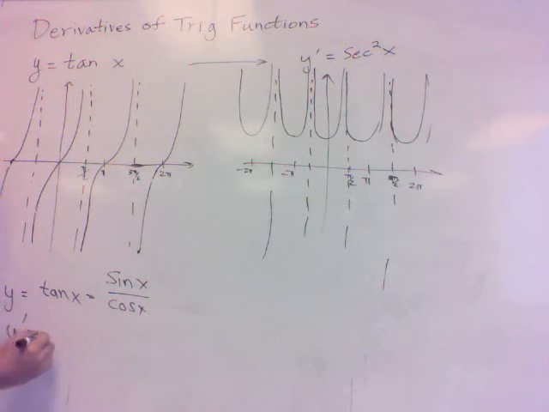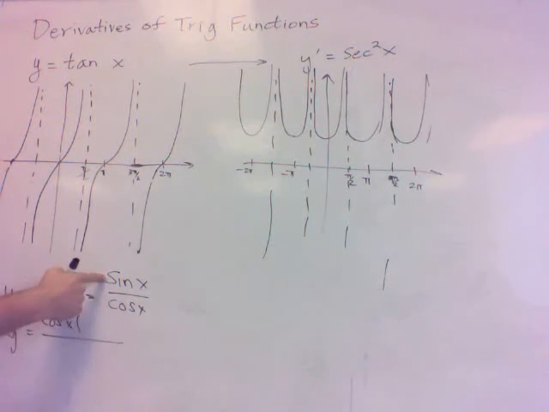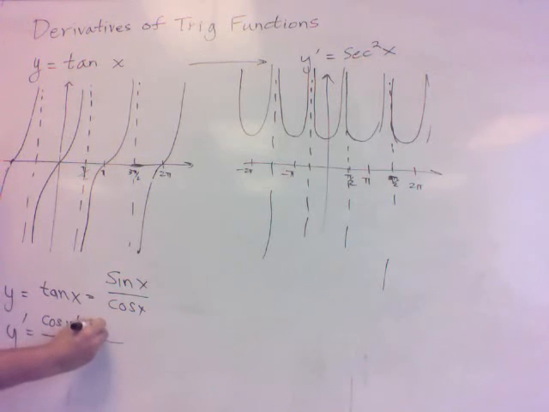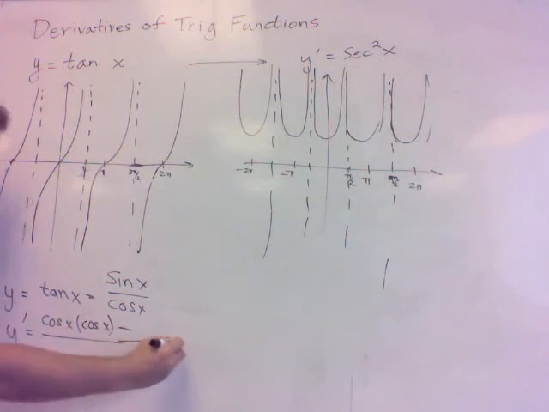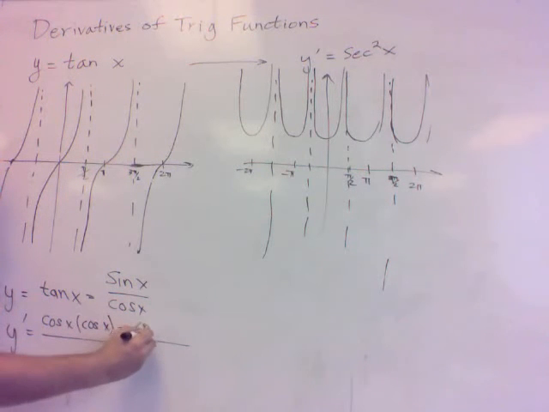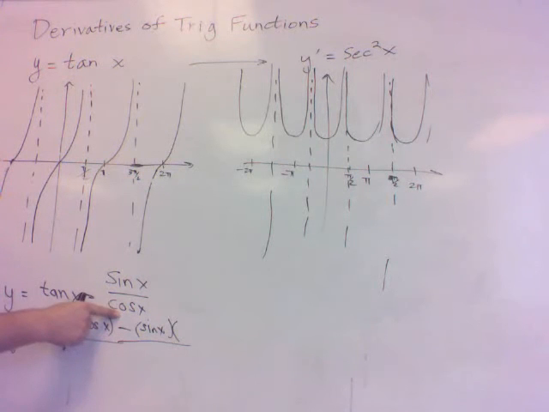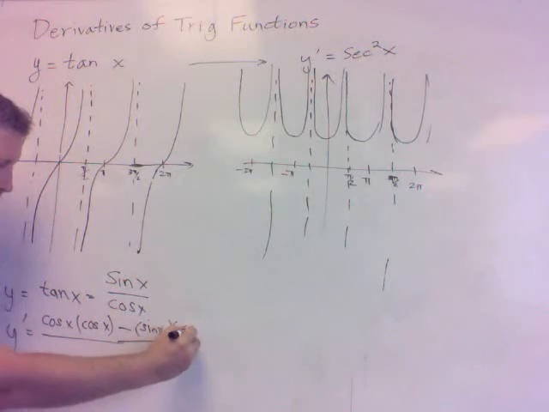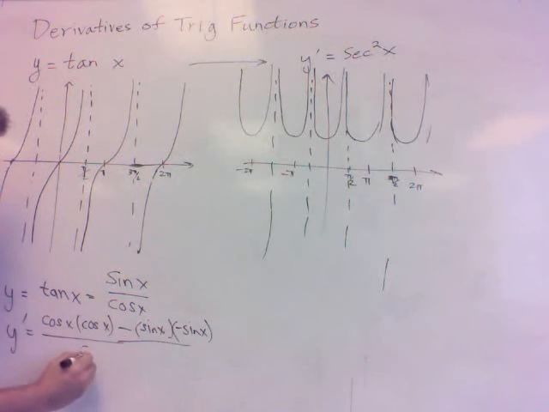You should be able to do that. Low d high minus high d low. So it's low, cosine, times d of the high. What's the derivative of sine? Cosine. Minus high, sine of x, times the derivative of low. What's the derivative of cosine? We just said that: negative sine, over low squared.